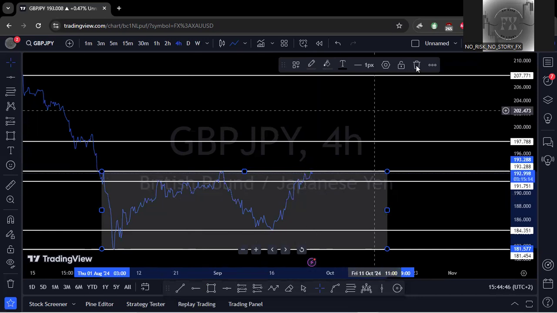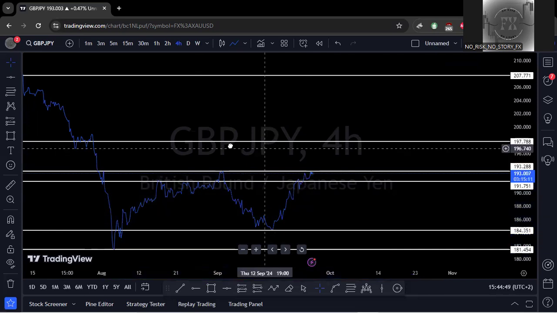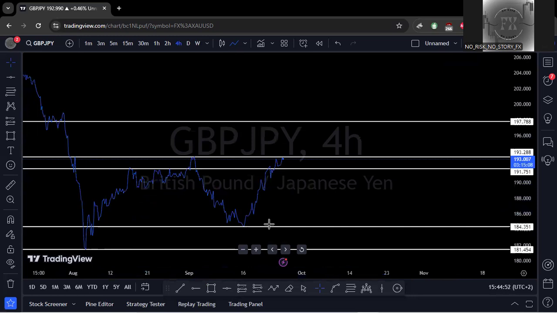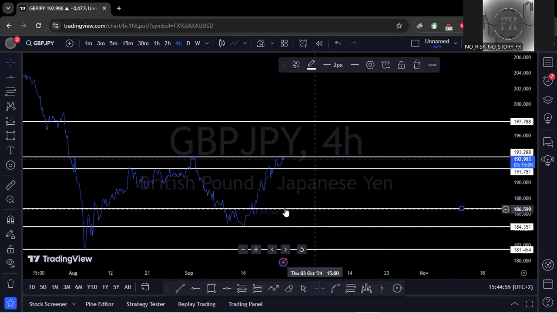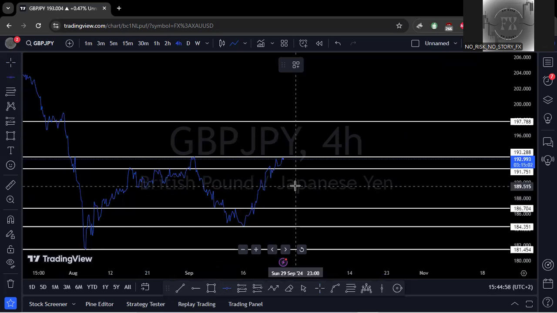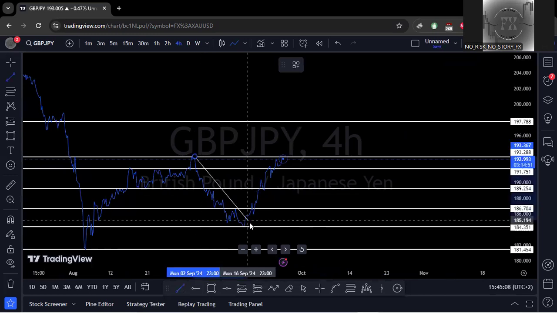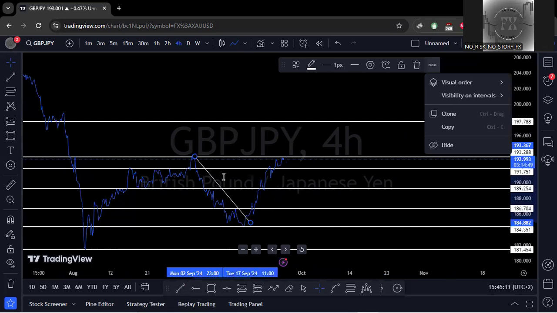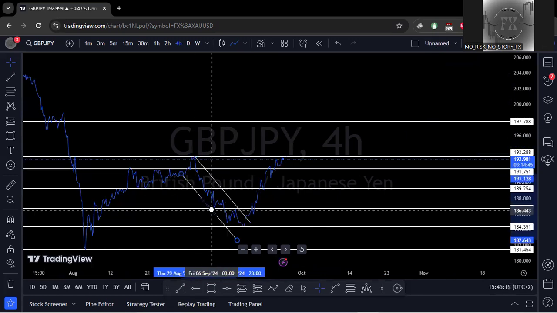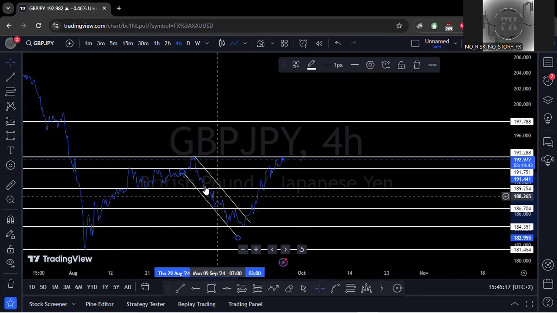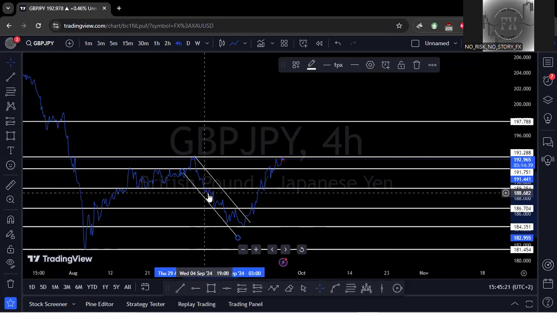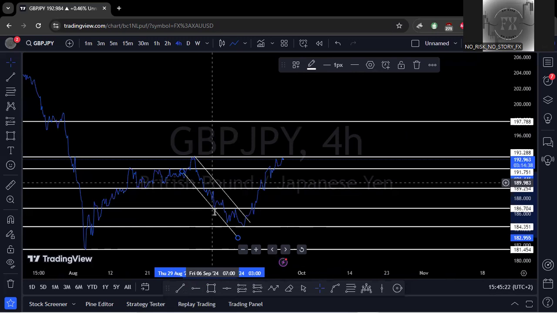So I'd like to remove that for now, and then highlight this area here and this area here, and this area here. Now I can see that we were in a bearish trend in the past, and I say it's a bearish trend because the market was making lower lows and lower highs, lower lows, lower highs, lower lows, lower highs.